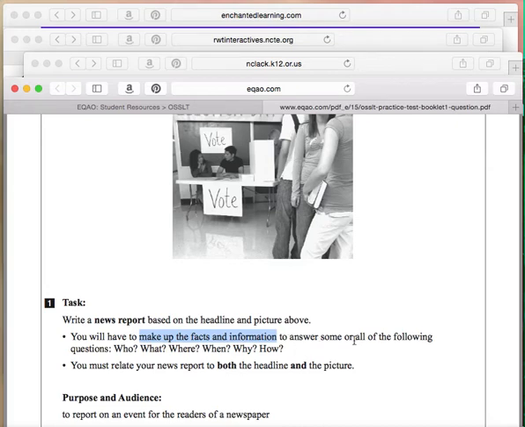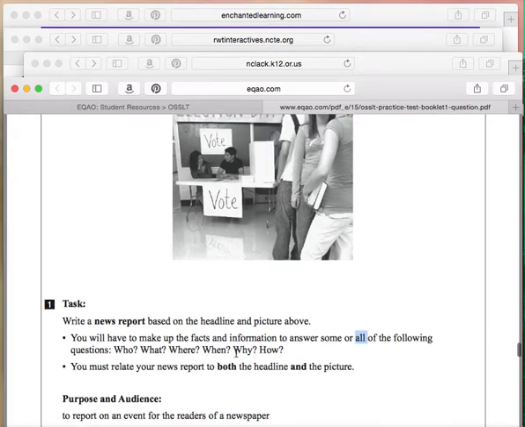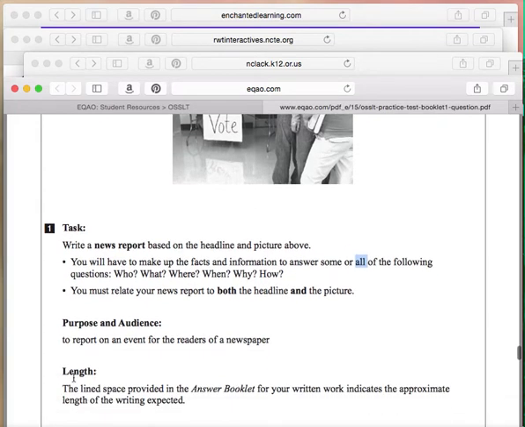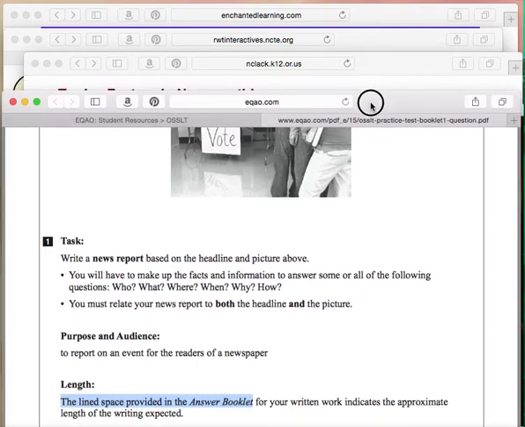But what we will have to do is answer some or all. I would suggest answering all of the following questions, which are the 5 W's plus H: who, what, where, when, why, and how. You must relate your news report to both the headline and the picture. And once again, a line space is provided in the answer booklet, and that line space will tell you how much or how long your writing should be.